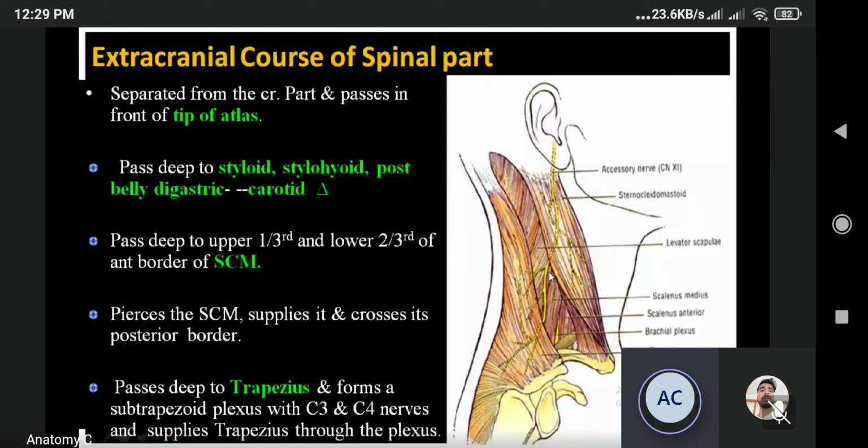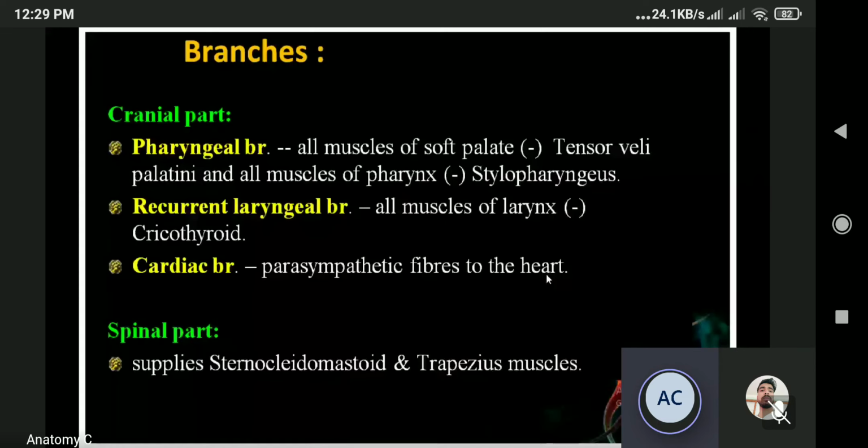Now, what are the branches? The branches of the cranial part are the pharyngeal branches, recurrent laryngeal branches, and cardiac branches. Those are the cranial part. Now, in the spinal part, we do not have particular branches. It will just supply the two muscles, sternocleidomastoid and the trapezius. So this is the exception. All the muscles of the soft palate will be supplied by the cranial part of the accessory nerve, except the tensor veli palatini. So those are the exceptions.